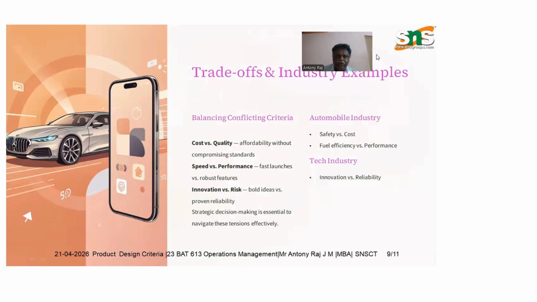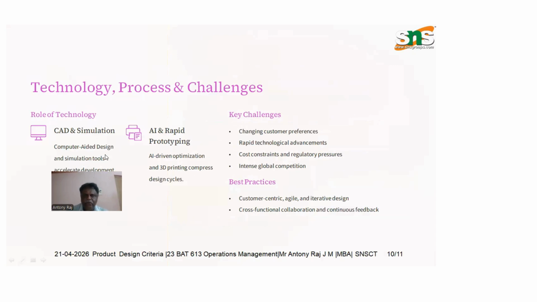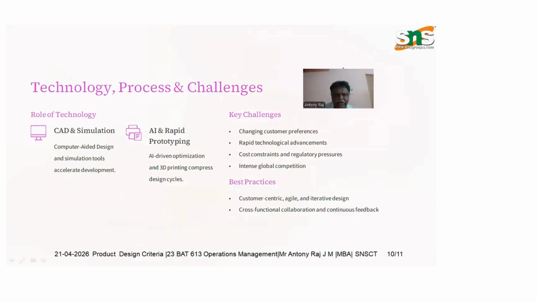And what are the trade-offs and industry examples? These are some of the balancing, conflicting criteria that we want to see. And then what is the technology process where the technology is coming in? Today, you have artificial intelligence and rapid prototyping, where, for example, 3D prototyping is reducing the design cycles in a very, very huge way. So today, technology is playing a very key role in all this.